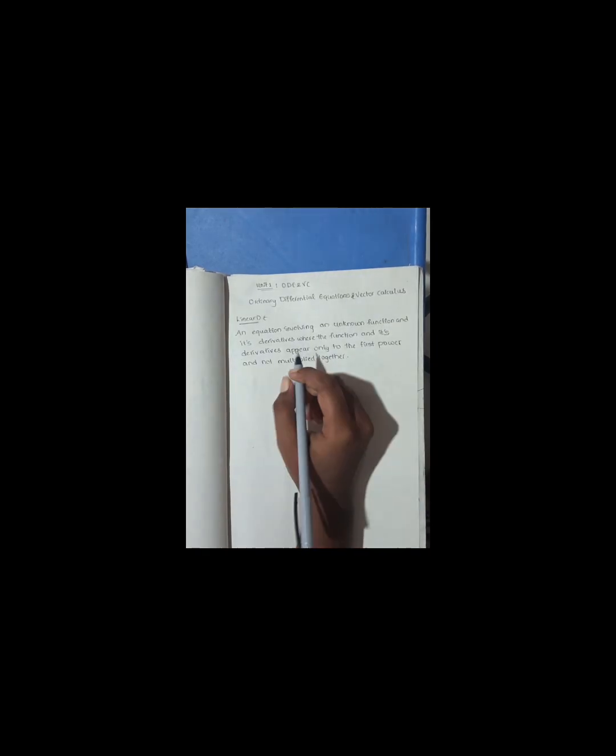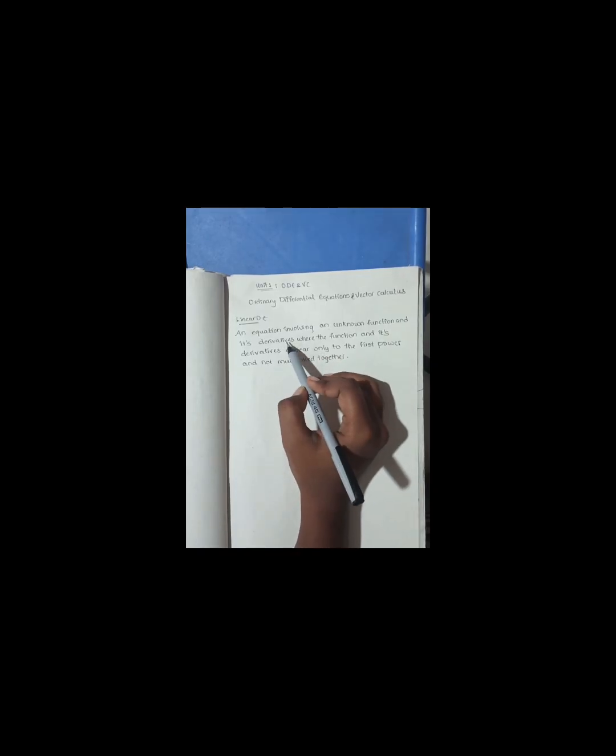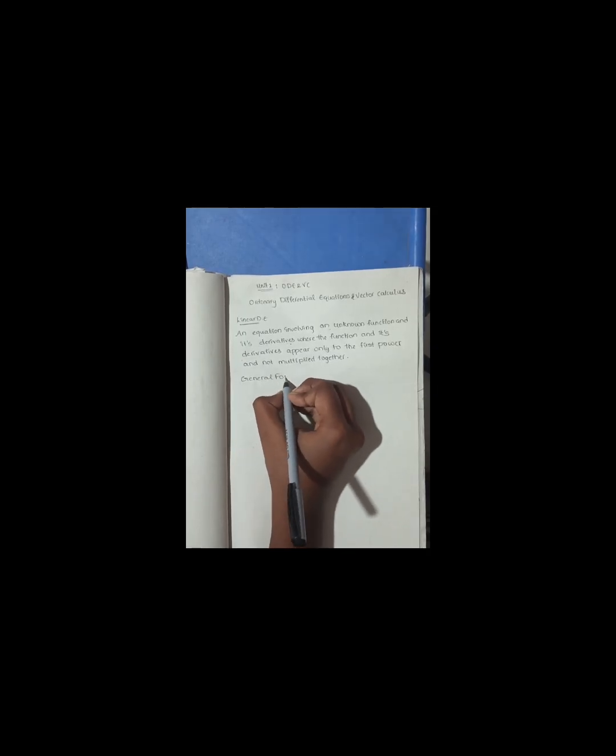So what it actually means is an equation involving an unknown function and its derivative, where the function and its derivatives appear only to the first power and not multiplied together. First power means the degree should be 1. So here we write the general form of a linear differential equation.